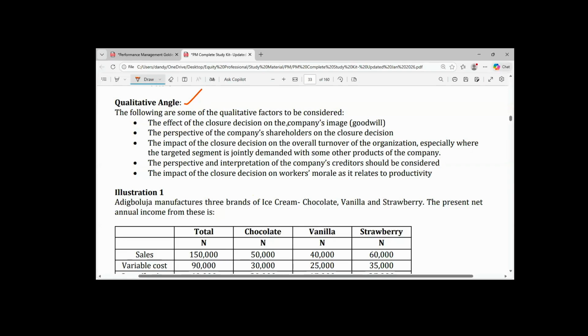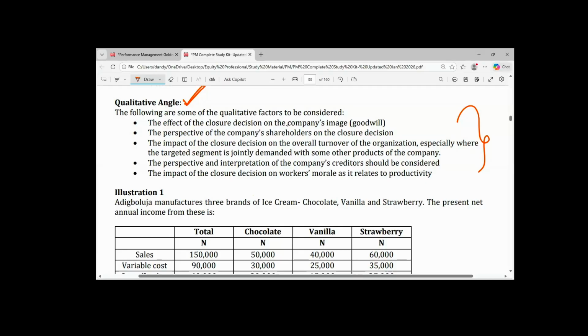And when you are stating the qualitative factors, please don't make it generic. Don't just cram what you have in your textbook and then give it to your examiner. No, that is not what the examiner wants you to do. You have to personalize it. You have to link the qualitative factors with the question. Don't make it generic. All right.